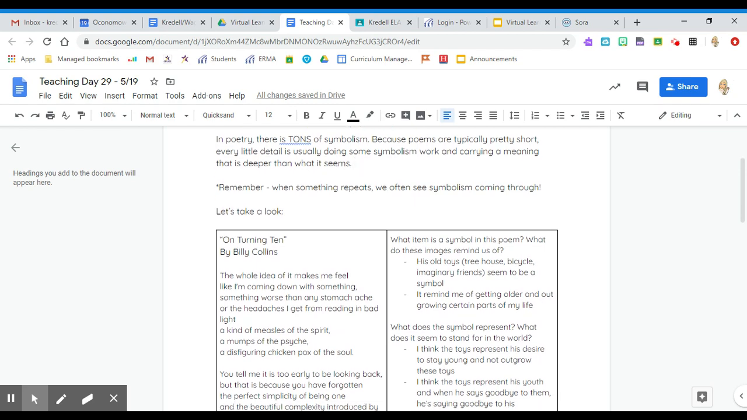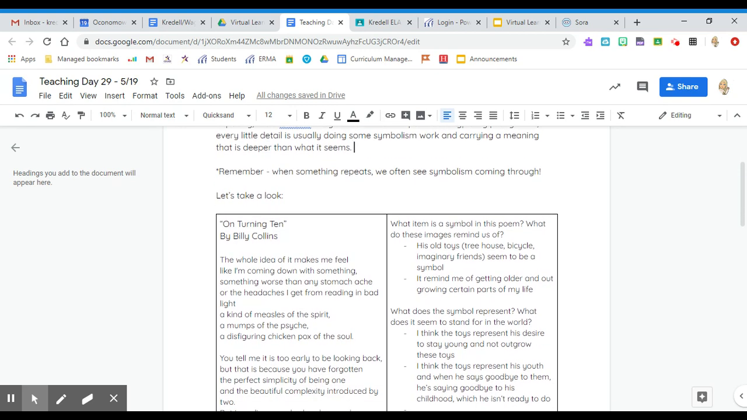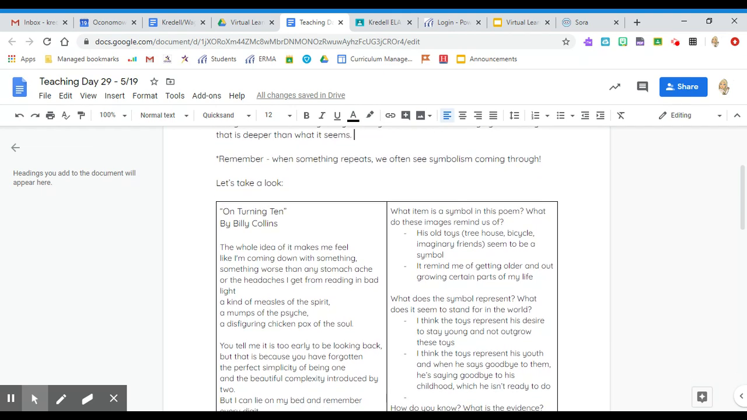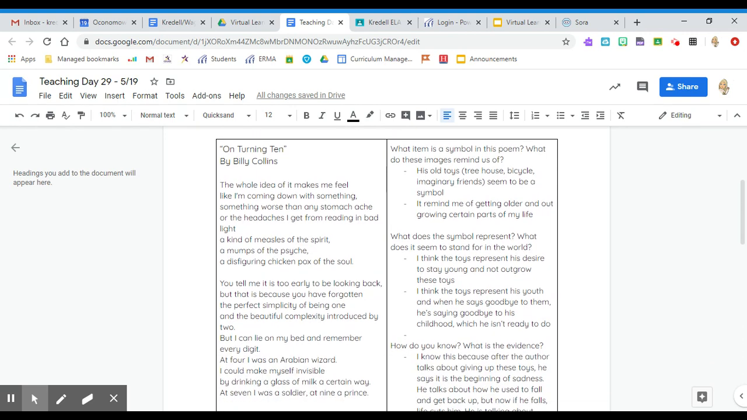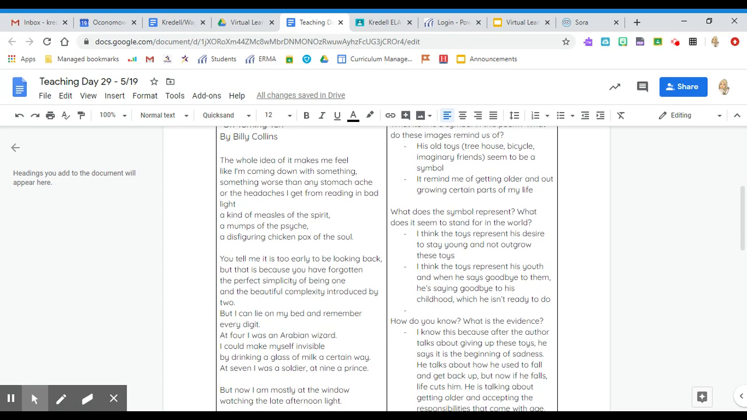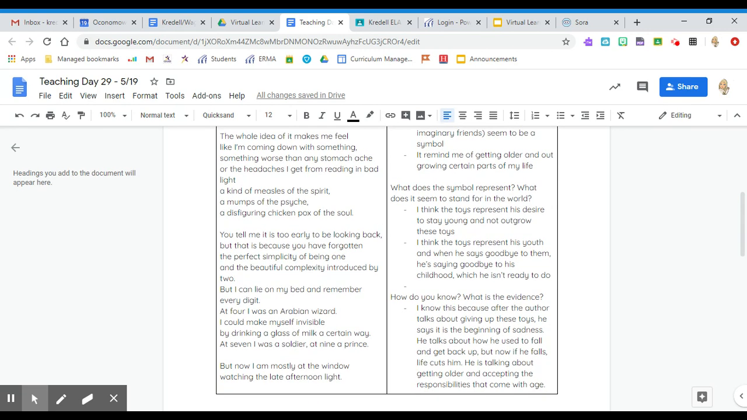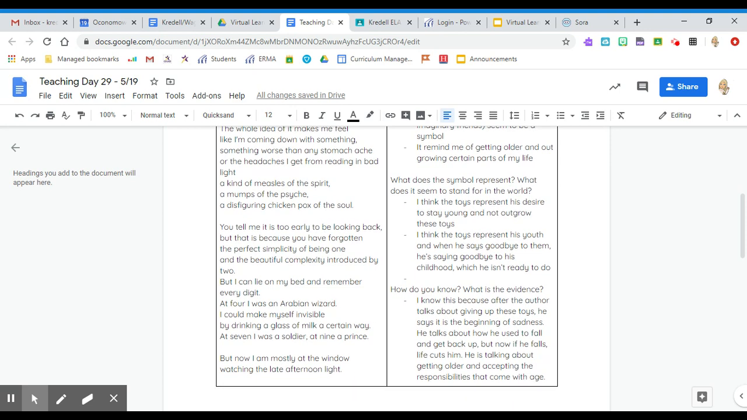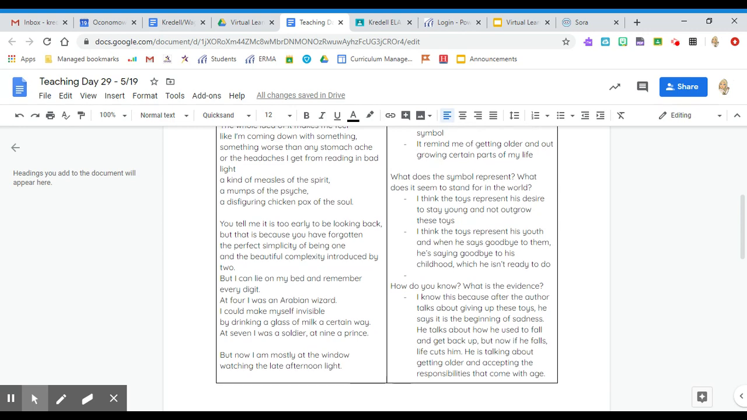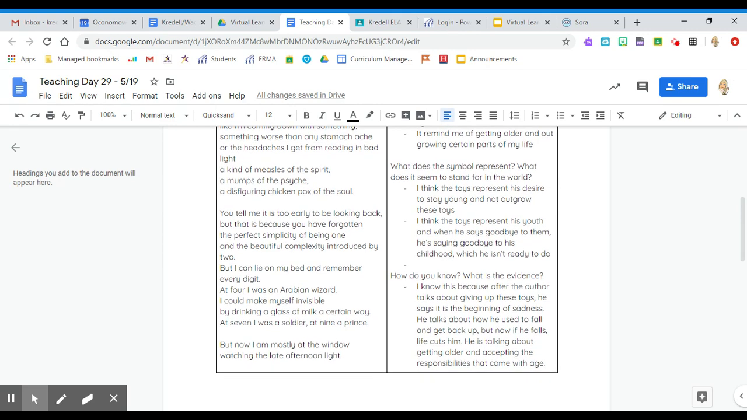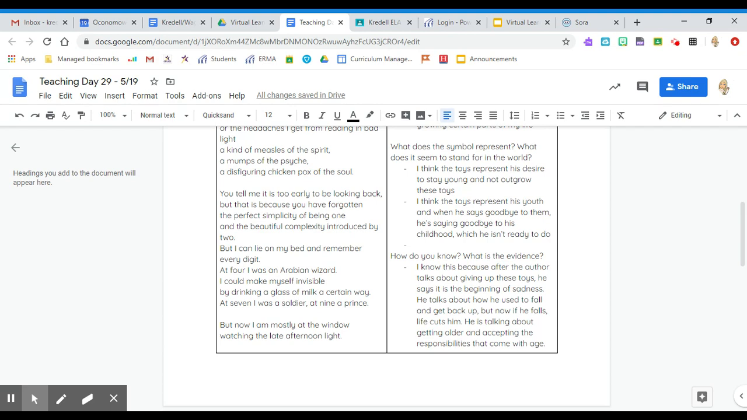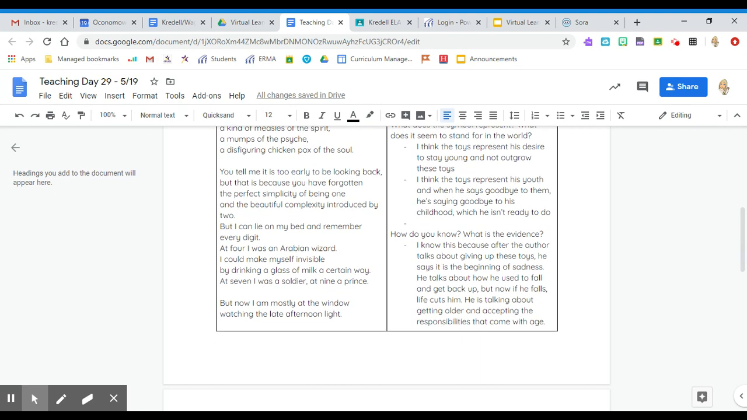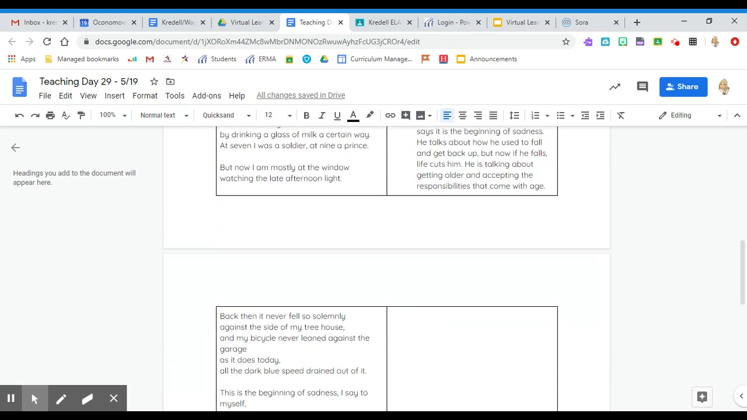The whole idea of it makes me feel like I'm coming down with something, something worse than any stomach ache or the headaches I get from reading in bad light. A kind of measles of the spirit, a mumps of the psyche, a disfiguring chicken pox of the soul. You tell me it's too early to be looking back, but that is because you have forgotten the perfect simplicity of being one and the beautiful complexity introduced by two. But I can lie on my bed and remember every digit. At four, I was an Albanian wizard. I could make myself invisible by drinking a glass of milk a certain way. At seven, I was a soldier. At nine, a prince. But now I am mostly at the window watching the late afternoon light.